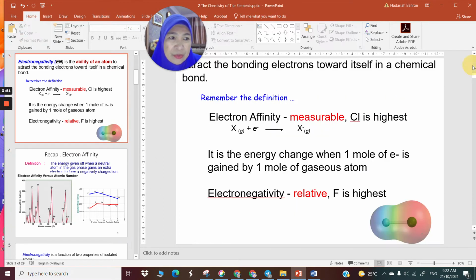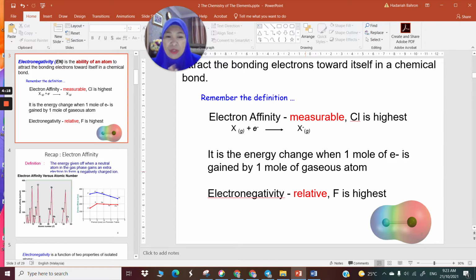So go back to today's lesson. Electron affinity is measurable. You can measure it because you measure how much energy is gained when electrons come into that element. And chlorine has the highest electron affinity in the periodic table. It is the energy change when 1 mole of electrons is gained by 1 mole of gaseous atoms.